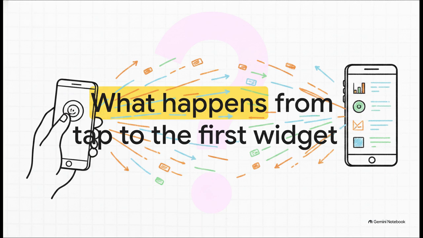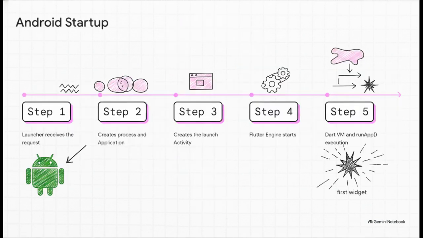But what exactly happens from the millisecond your finger physically taps that icon until the very first piece of UI, that first widget, is rendered on your screen? Let's break down this incredibly fast, split-second journey. Here's the sequence on Android.